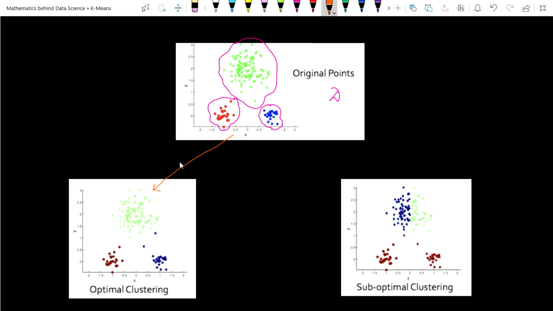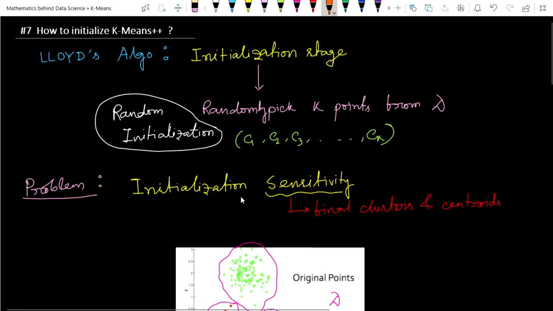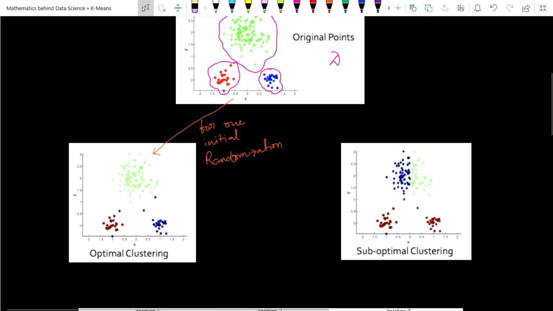So for one random initialization, we got this clustering at the end of our algorithm.